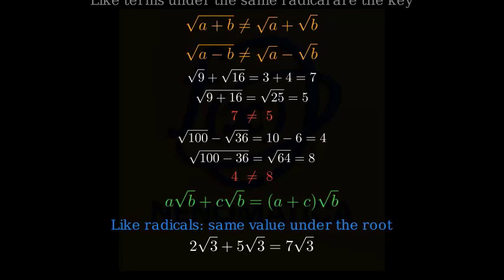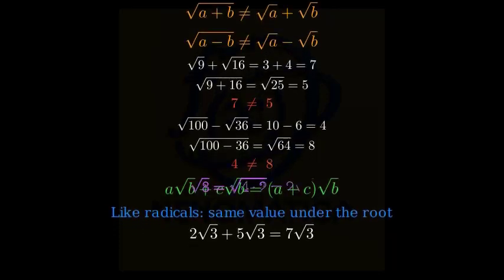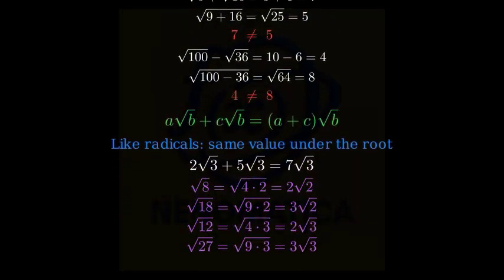Strategy. Step 1. Simplify each radical by pulling perfect squares out. Step 2. Combine like radicals. For example, the square root of 8 equals 2 root 2 because 8 is 4 times 2. The square root of 18 equals 3 root 2 because 18 is 9 times 2. We will use this in our examples.